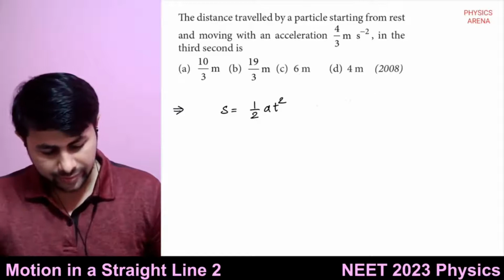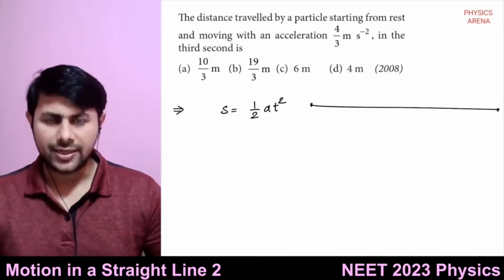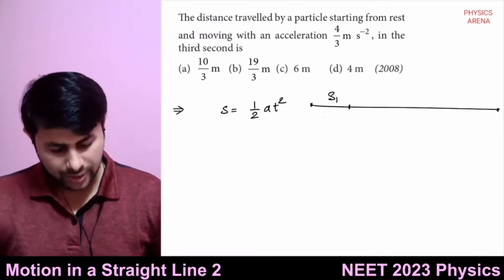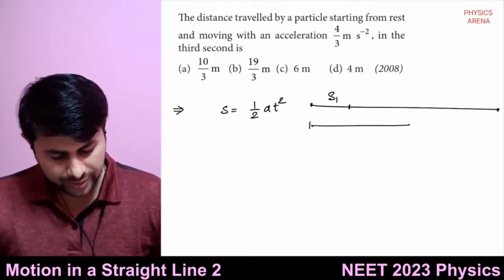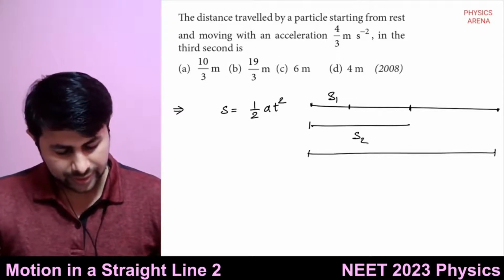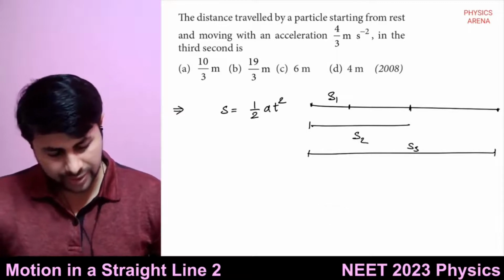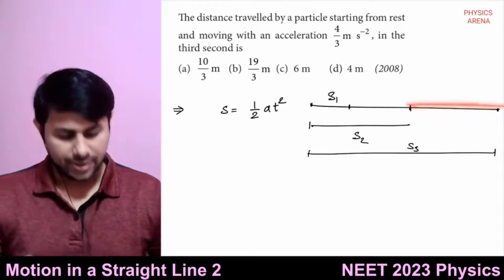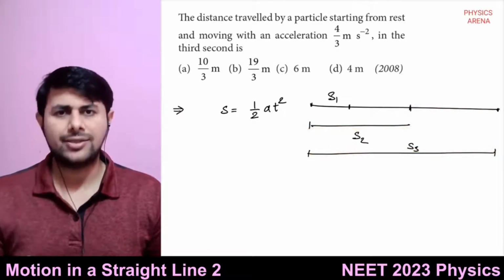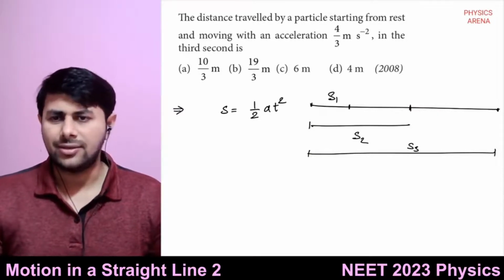Let's say the body starts from here, and in 3 seconds it moves till here. This is the distance covered in first second. The distance covered till second is this much, s2, and the distance covered till third second is this total distance. So what will be the distance covered in third second? It will be this much distance, which is s3 minus s2. So distance covered in 3 seconds minus distance covered in 2 seconds will give you distance covered in third second, right?